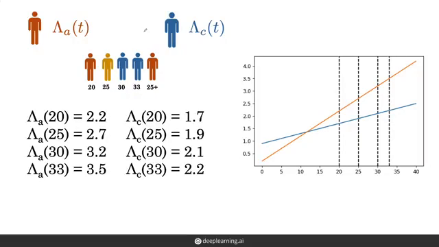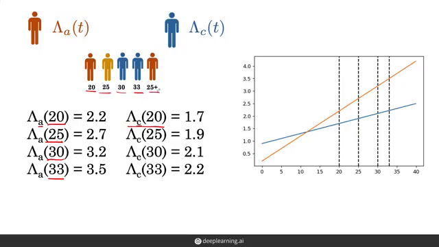In general, we can compare the risk of 2 patients or the cumulative hazard of 2 patients by looking at what they evaluate to at the different event times in the data set. So for example, for the first patient, which belongs in group A, we can evaluate the cumulative hazard at 20, 25, 30, and 33 using this orange curve here. And we can do the same using this patient who belongs to group C, and we can get their cumulative hazard at 20, 25, 30, and 33.